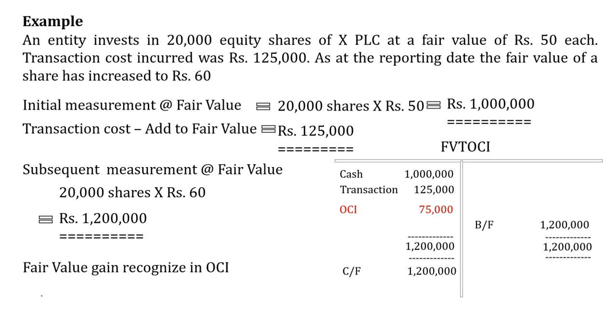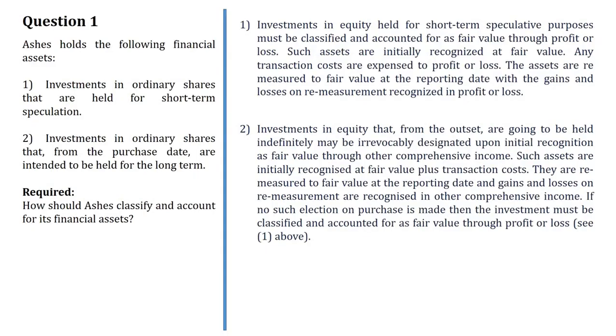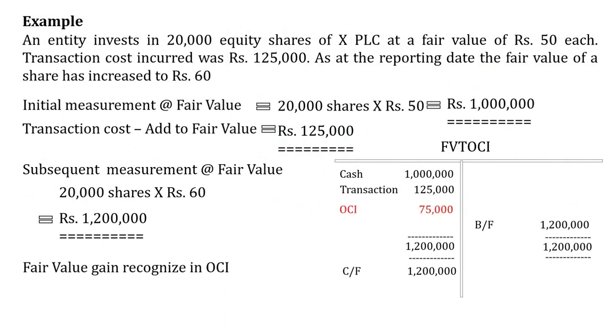Understood? Earlier we recognized this gain in P&L, but when we were recognizing that gain, this transaction cost had already been charged to the P&L. But here we consider this transaction cost as well, and this gain is recognized in the OCI. That is the difference between fair value through P&L and fair value through OCI. Okay, now it's clear, right?